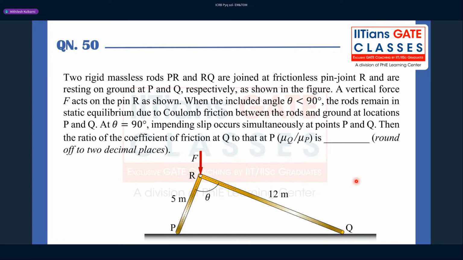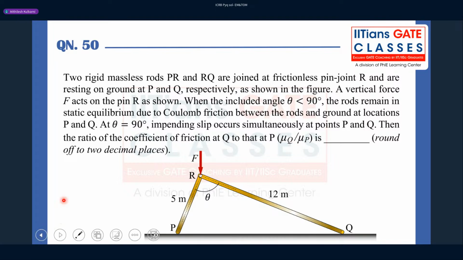The vertical force F acts on the pin, as shown in this figure. When the included angle is less than 90 degrees, the rod remains in static equilibrium due to Coulomb's friction between the rods and the ground. However, at theta equal to 90 degrees, impending slip occurs simultaneously at both the points P and Q. Then the ratio of coefficient of friction at Q to the coefficient of friction at P is, so mu Q by mu P is what they are asking us.